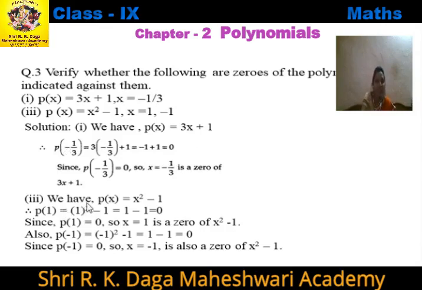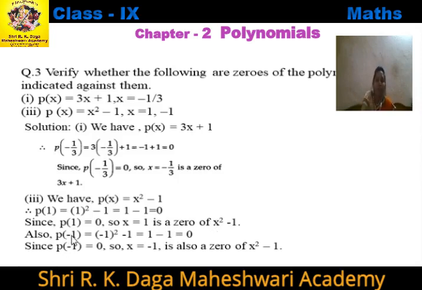In second question, we have p of x equal to x square minus 1 and we have to check for 1 and minus 1 both. First, we will put the value x equal to 1. So, p of 1 equal to 1 square minus 1. 1 square is 1 and 1 minus 1 is 0. So, p of 1 equal to 0. Hence, x equal to 1 is a 0 of this polynomial.